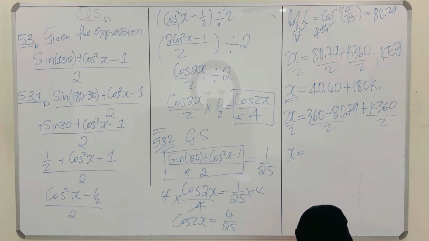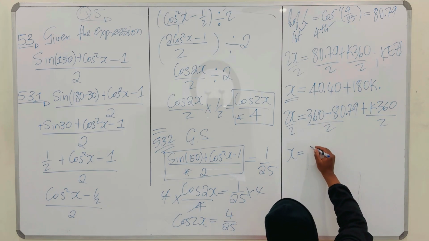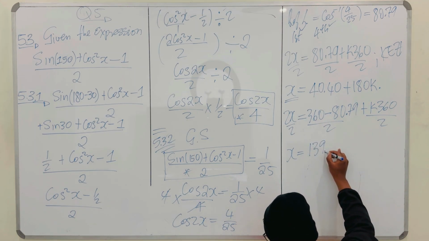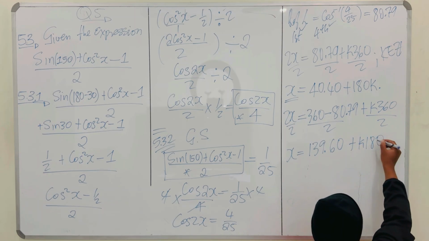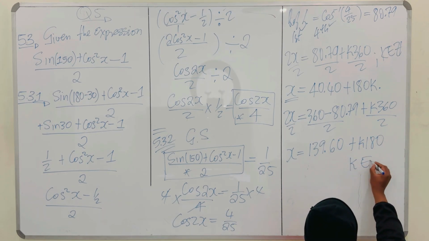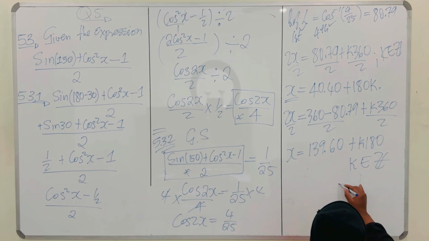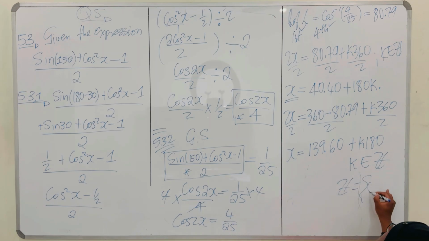So you say 360 minus this, and then divide by 2. So you get that this is equal to 139.60 plus k 180, or 180k. And as I said before, your k is an integer, which can be any of these: 1, plus or minus 1, plus or minus 2, and so on.